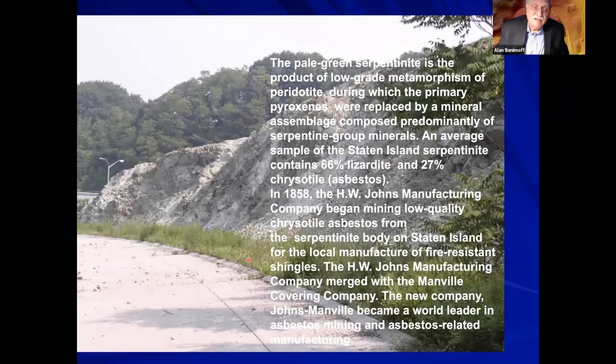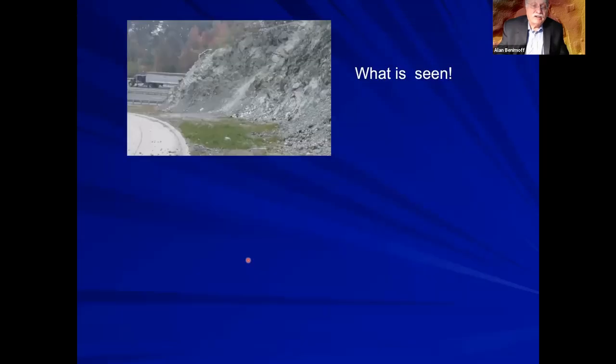In 1858, the H.W. Johns Manufacturing Company began mining low-quality chrysotile asbestos from the serpentinite body on Staten Island for the local manufacture of fire-resistant shingles. The H.W. Johns Manufacturing Company merged with the Manville Covering Company. The new company, Johns-Manville, became a world leader in asbestos mining and asbestos-related manufacturing.